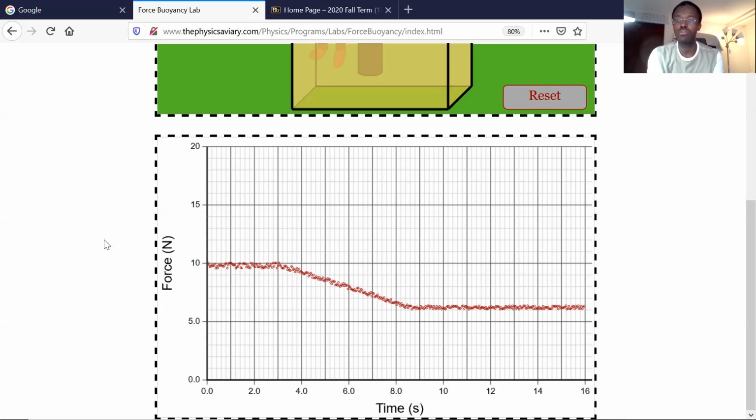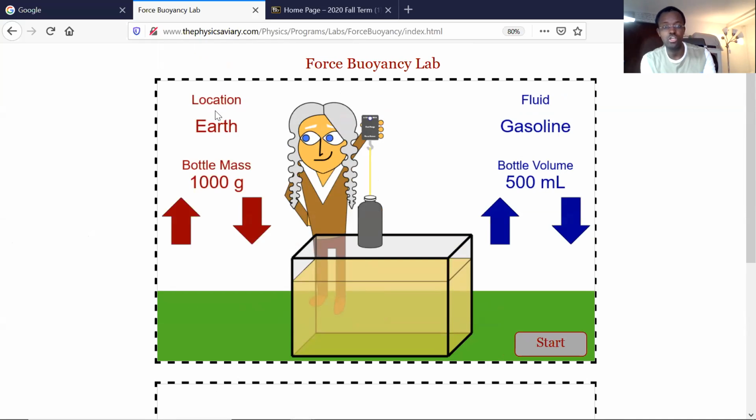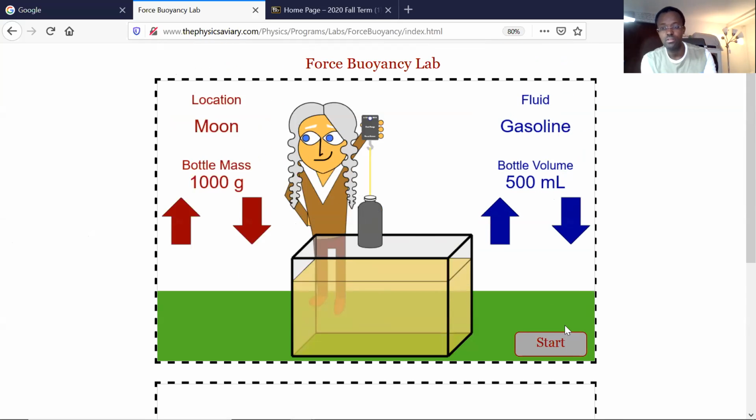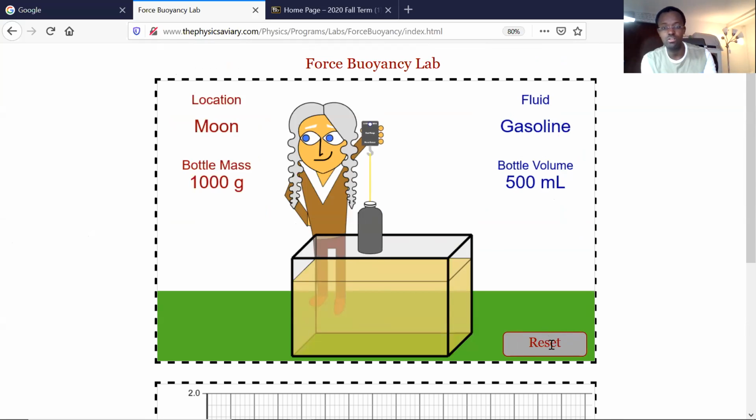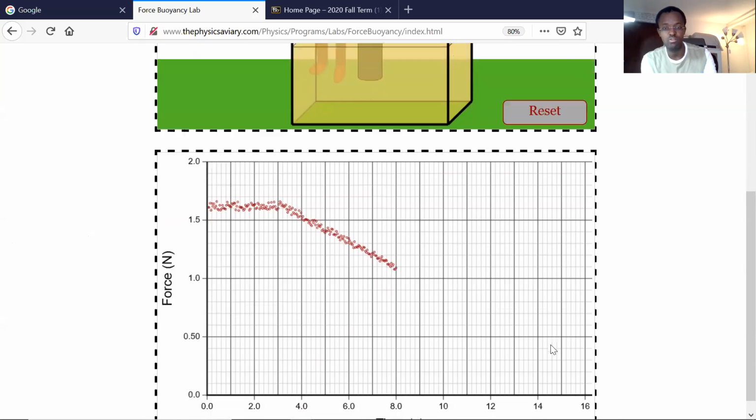And then you are told to click on location to change. So we have to scroll back up, click on reset, and then change to the moon, for example, and carry out the experiment again. So let me do this. Click start. You see more and more liquid being displaced, therefore more and more buoyant force, and you see how the graph changes.